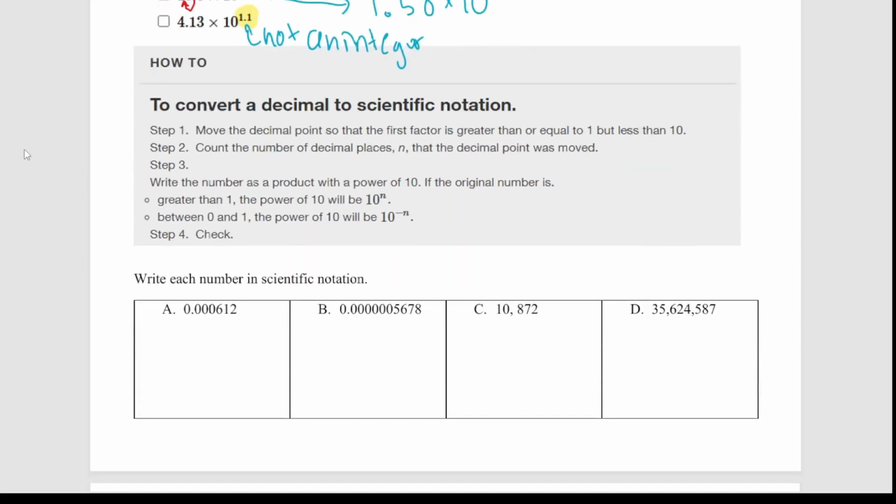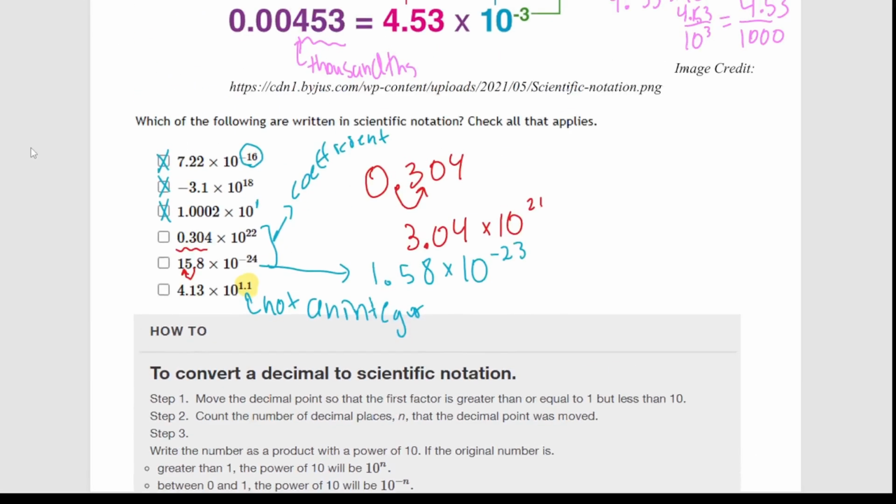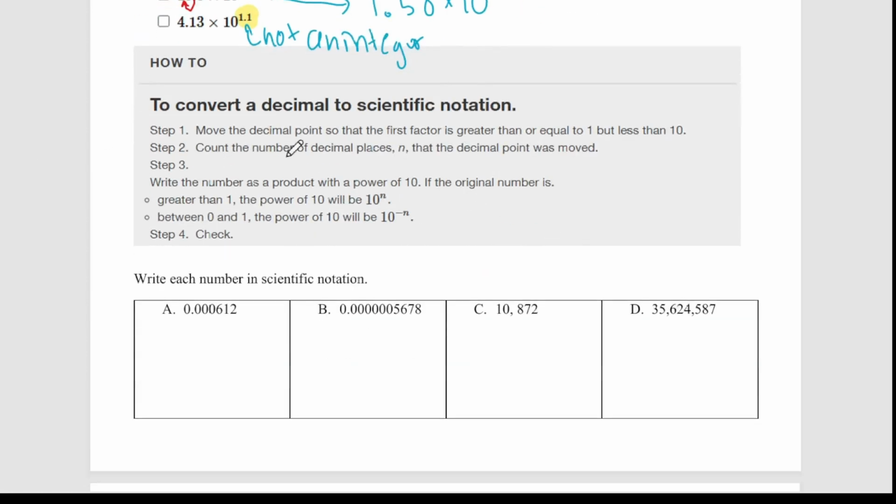So now let's actually talk about converting to scientific notation, which we touched on a little bit up here, but now let's be a little bit more precise about it. So we want to move the decimal point for the first factor so that our number remaining is greater than or equal to 1, but less than 10, again, in absolute value. Then we want to count the number of decimal places that we have moved.